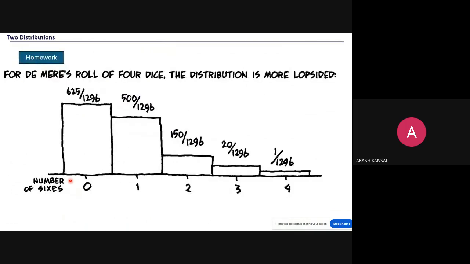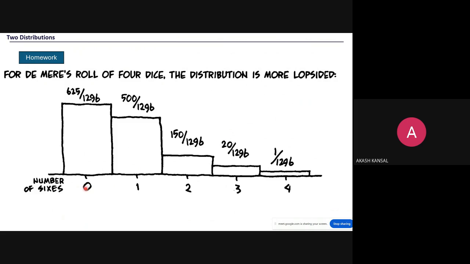Again, if we go back to De Méré's roll of four dice, if you remember, there was an experiment discussed in the initial sessions where this guy De Méré, a gambler, was placing his bet on the number of sixes that would be obtained in 24 rolls of four dice, right? For that particular example, I would say it's homework that you need to find out the distribution for the number of sixes.